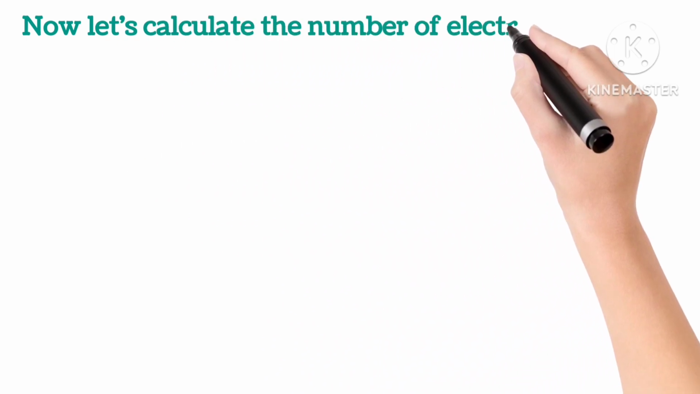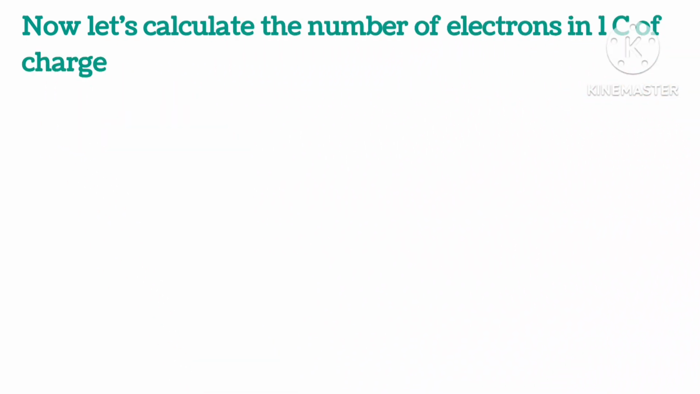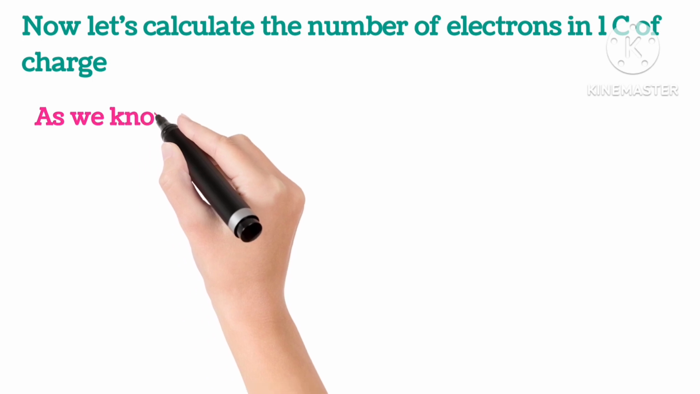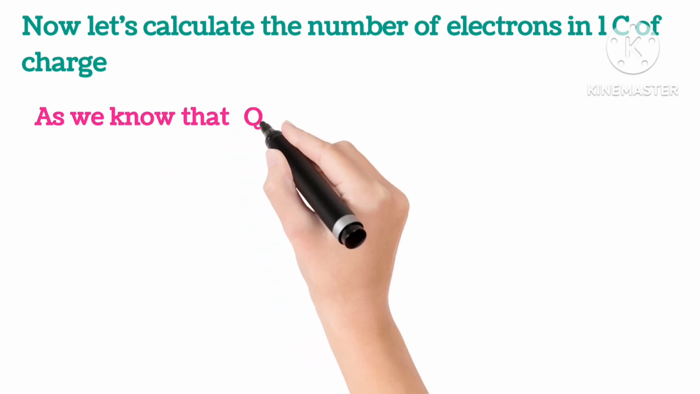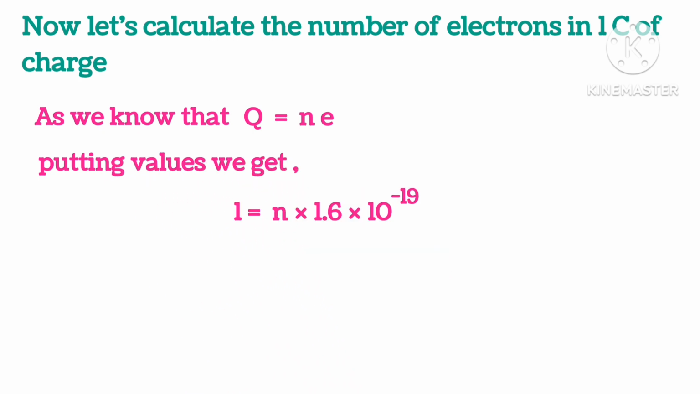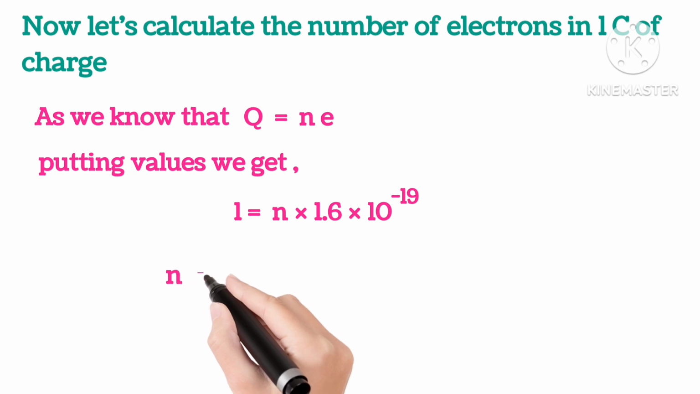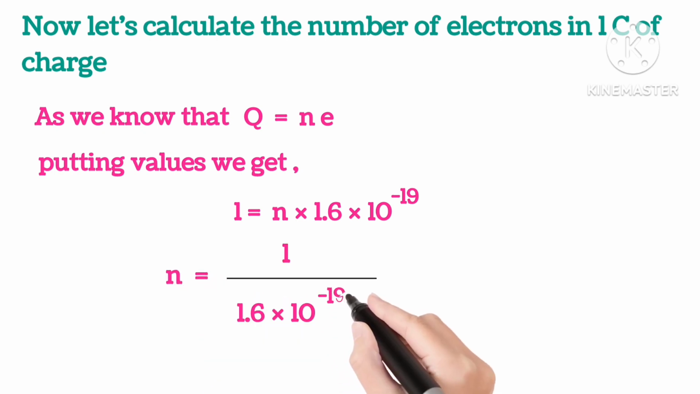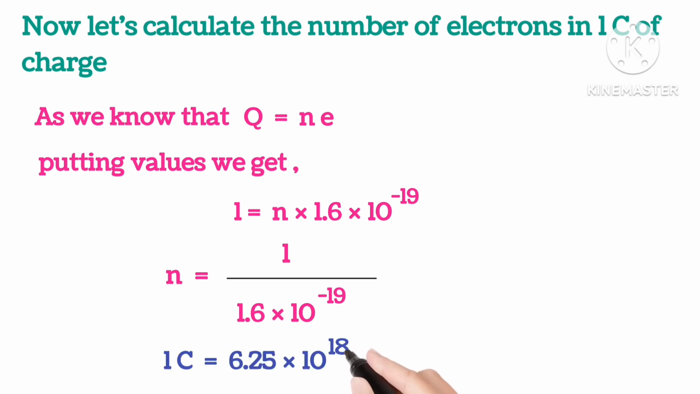Now let's calculate the number of electrons in 1 coulomb of charge. So we know that Q equals N into E. Putting the values, we get that the number of electrons in 1 coulomb is 6.25 into 10 to the power minus 18.